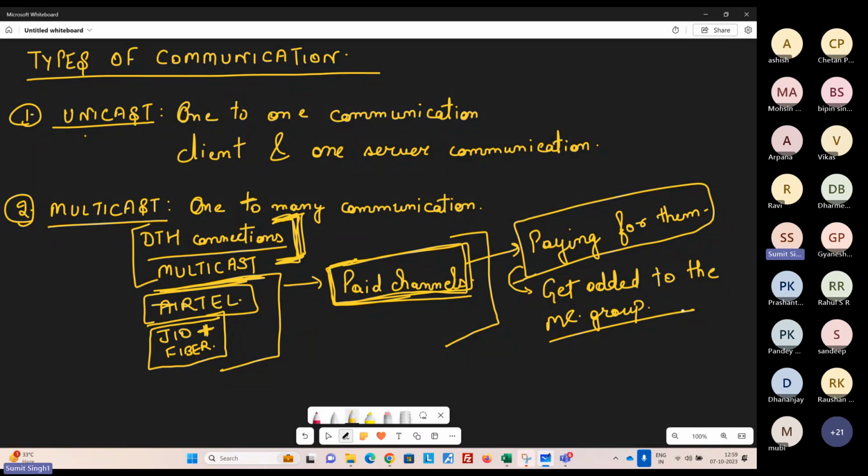So this is multicasting, guys. One to many. Even though all of you who have applied for that DTH connection are getting the connection, only specific persons get the output out of it. Why? Because those specific persons are part of that channel's multicasting group. The moment you pay, they add you to the group and you start receiving it. Is it clear now? Yes. Okay.